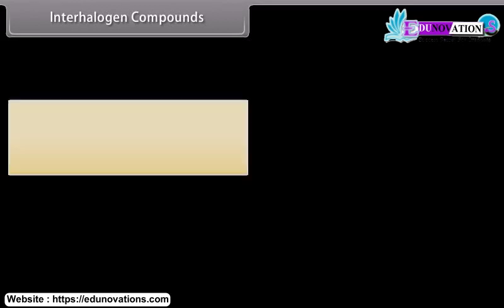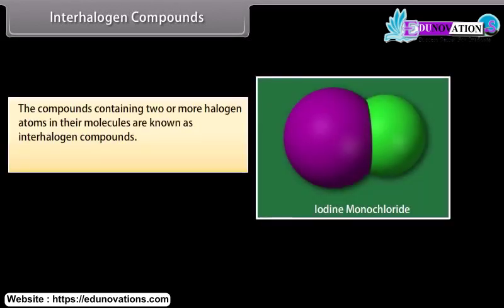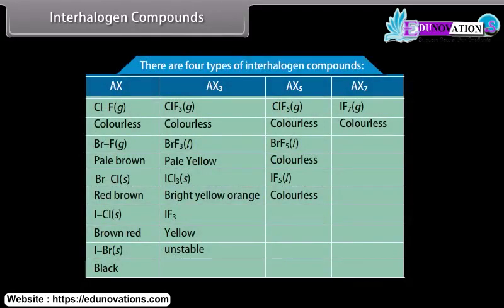Interhalogen compounds. The compounds containing two or more halogen atoms in their molecules are known as interhalogen compounds. Their general formula is AXn, where A is the less electronegative halogen, X is the more electronegative halogen, and n is its number. The oxidation state of halogen A may be +1, +3, +5 and +7. Therefore, there are four types of interhalogen compounds: AX, AX3, AX5, and AX7.